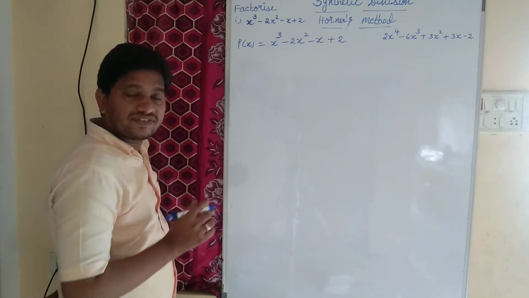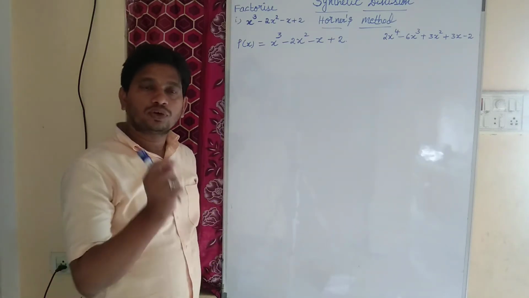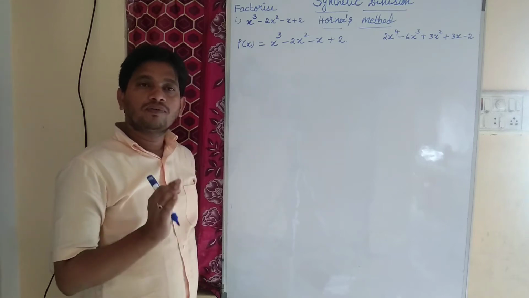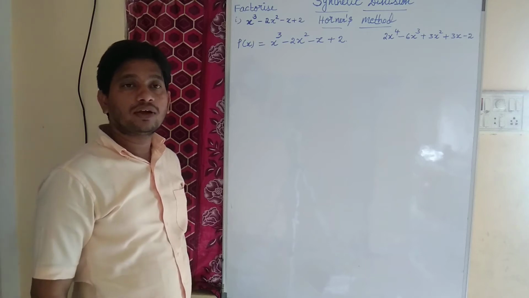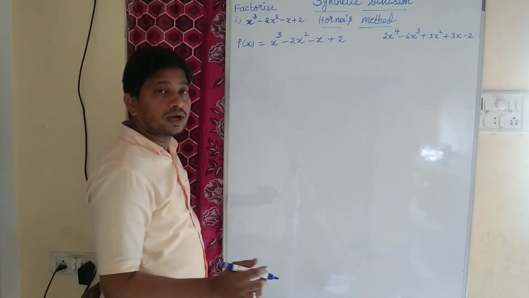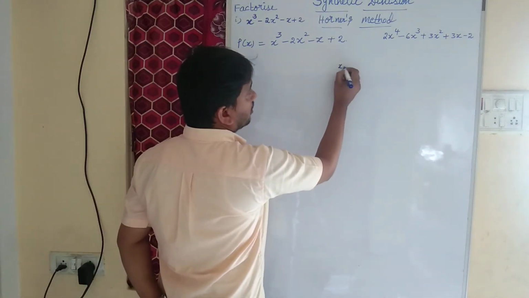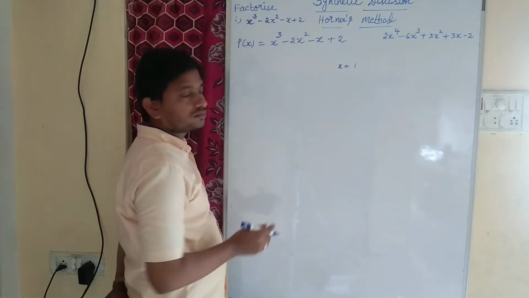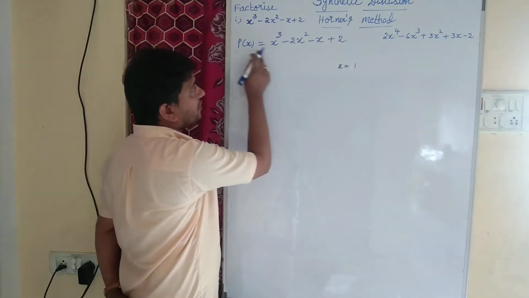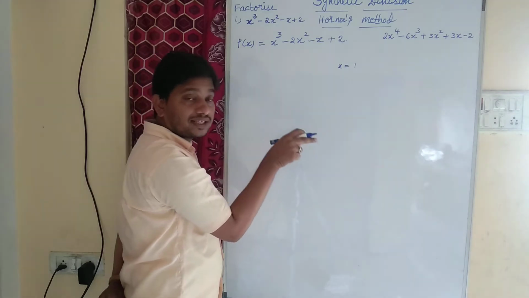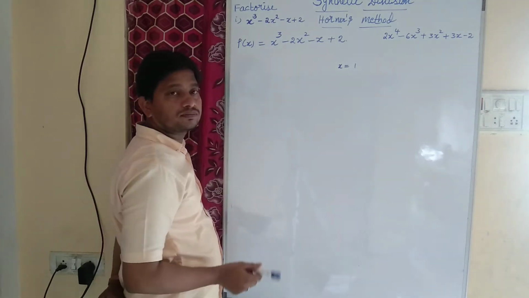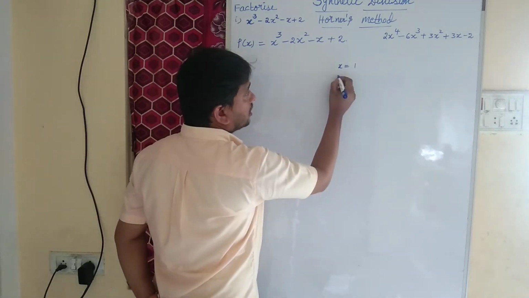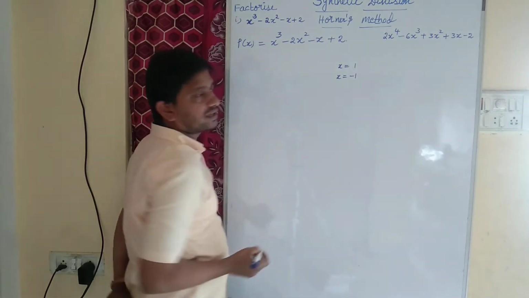So as we know that we have 3 zeros, to find the first zero we need to use the trial and error method. What do you mean by trial and error method? I mean we will check when x is equal to 1, if we substitute 1 in place of x and we get result 0, then we say that 1 is a zero of the polynomial. Or else you substitute x equal to minus 1.